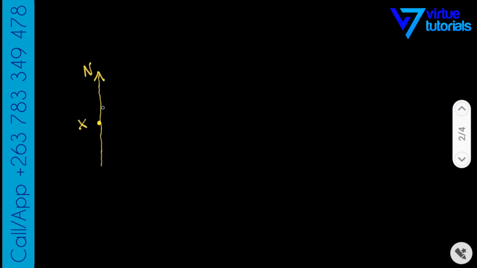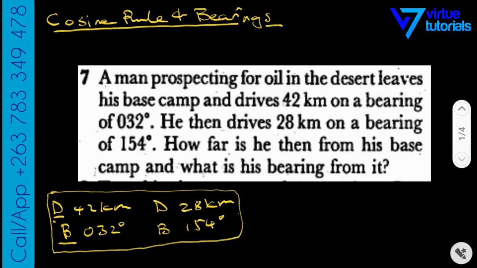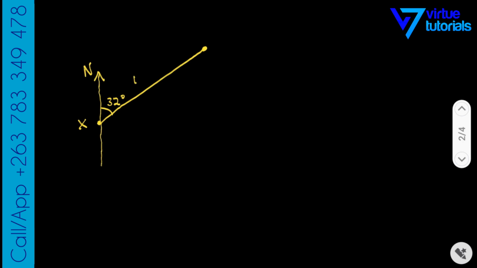And then we know he's going to travel in a direction 32 degrees from the north. So 32 degrees will be something like this. You don't have to measure it, you just have to sketch. 32 degrees, and it's going to move a distance of 42 kilometers. So that's the first part of his journey. He moves in the 32 degrees direction, and his distance is 42 kilometers.